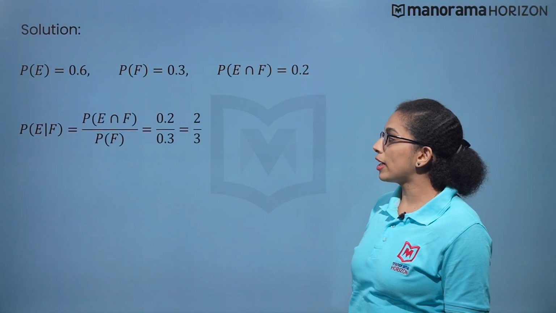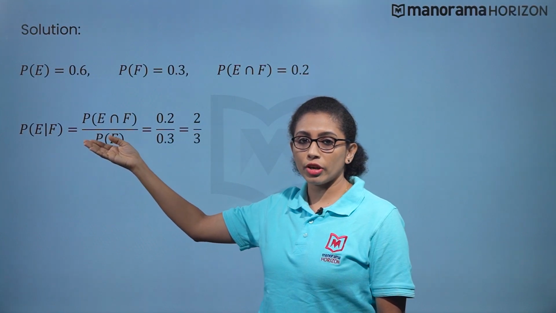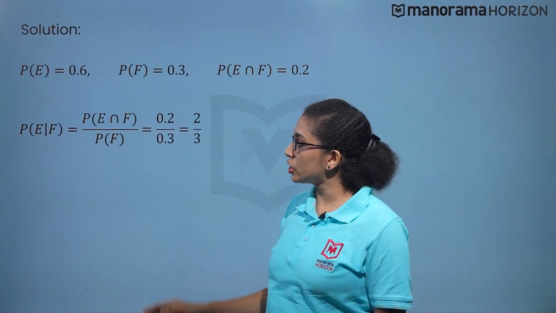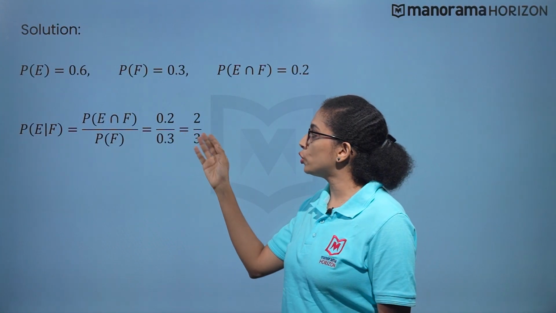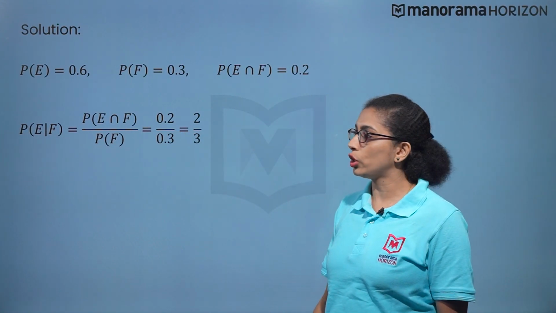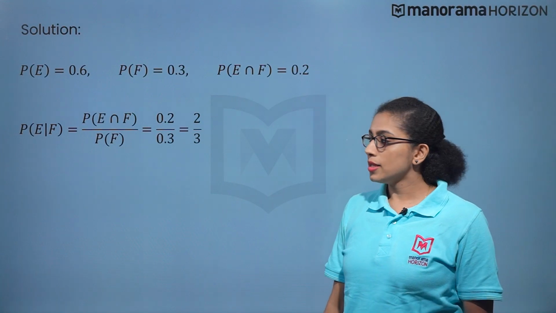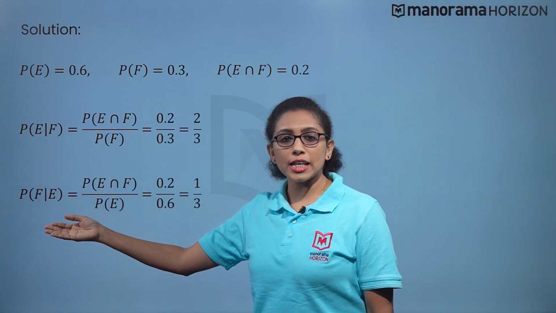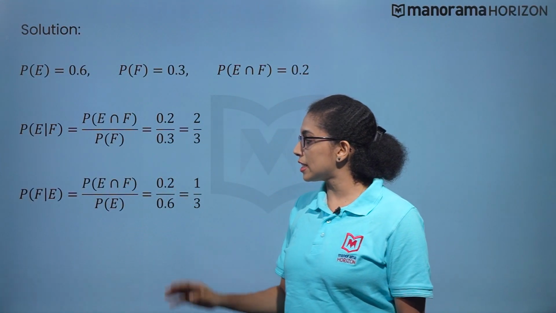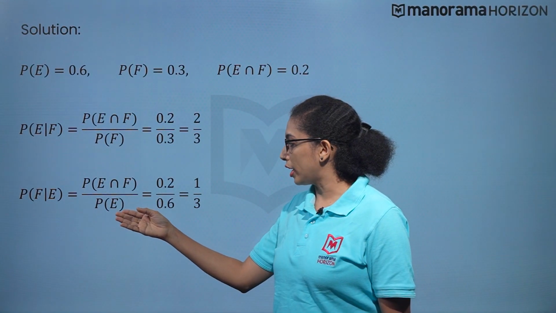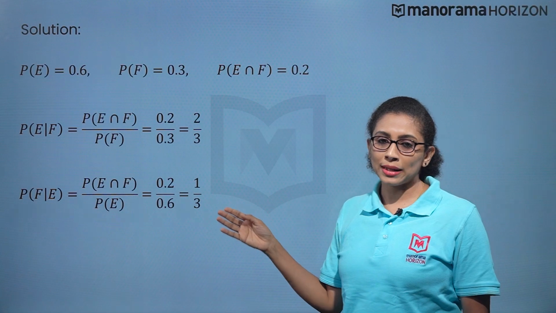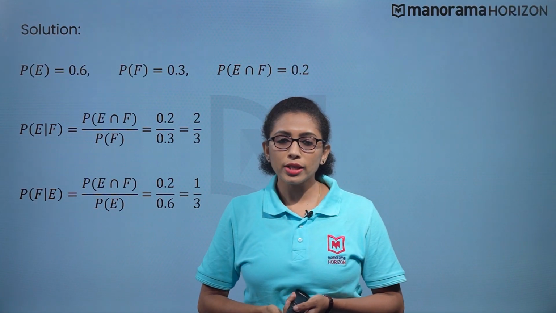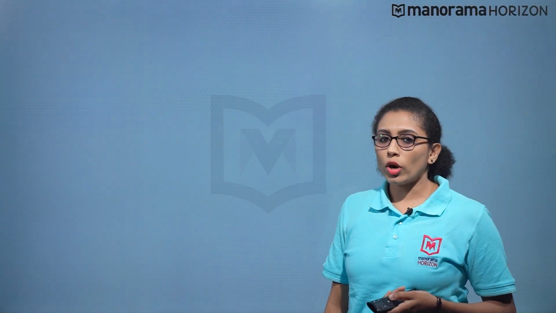Next, we need to find the probability of E given F, which is given by probability of E intersection F by P of F. Substituting the value, we get 0.2 by 0.3, which is equal to 2 by 3. Similarly, probability of F given E is given by probability of E intersection F divided by P of E, which is equal to 0.2 by 0.6, which is equal to 1 by 3. It's a direct substitution. Now, let's solve one more problem.